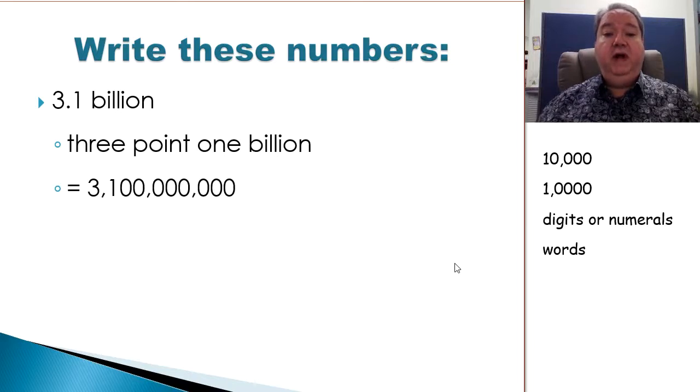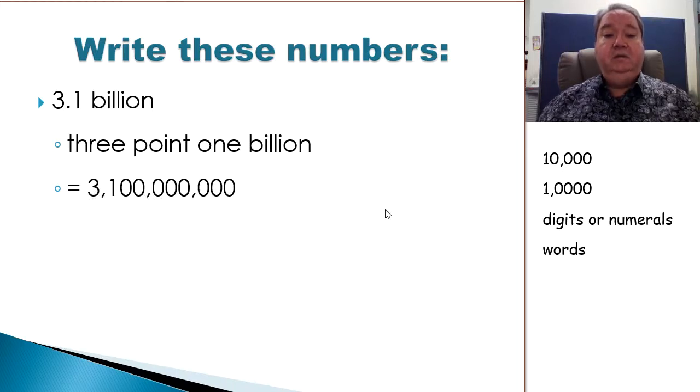So if we want to write it in numbers, it would be 3 followed by a comma, then 100 followed by a comma, 3 zeros, comma, 3 zeros. How do we know that? Well, here are the ones, tens, and hundreds places. This would be thousands. 3 more zeros would give us millions, and billions. So 3.1 billion would look like this.